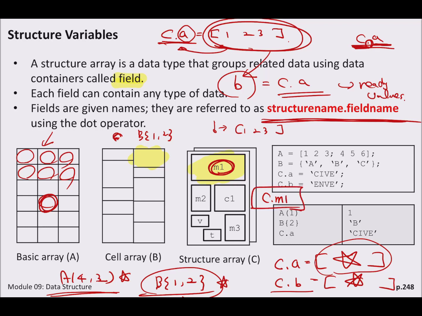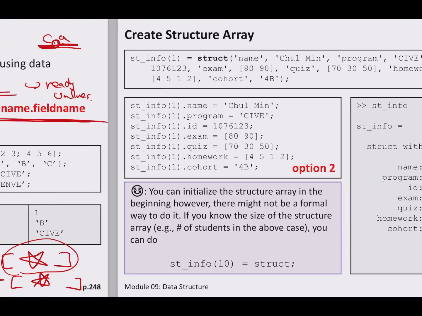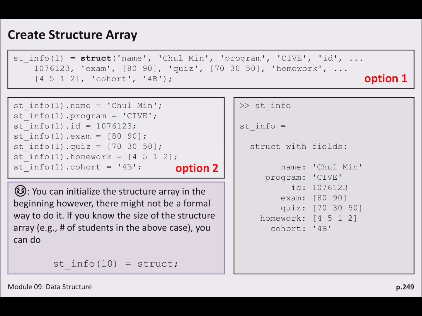For the structured data type, we need to know the field name. We need to read and write through the field name. But for a cell array, you need to use this index. That's the biggest difference. Do you understand that? Let's see the example. This is the same data.